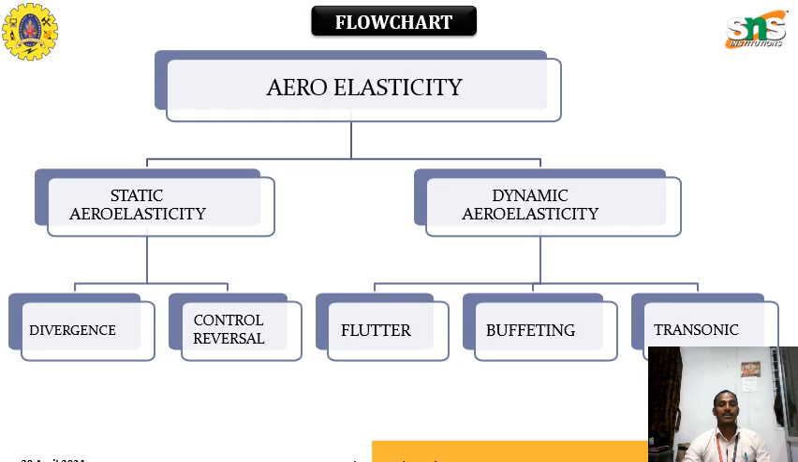Here the flow chart shows the different categories and classification of aeroelasticity. We can categorize aeroelasticity in two categories: static aeroelasticity and dynamic aeroelasticity. In static aeroelasticity, we can understand the divergence effect and control reversal operation, whereas dynamic aeroelasticity produces fluttering of components, buffeting of surfaces, and transonic motion of control surfaces.